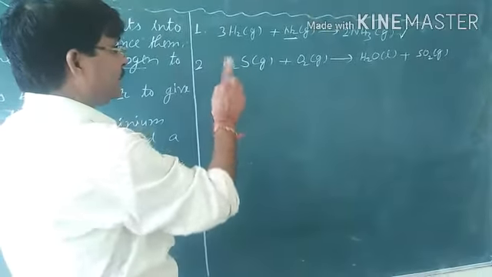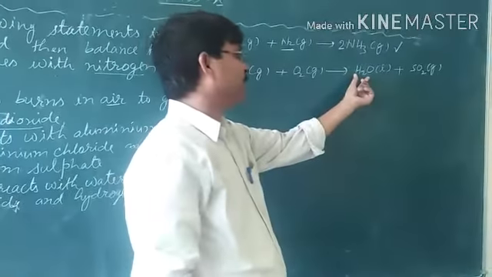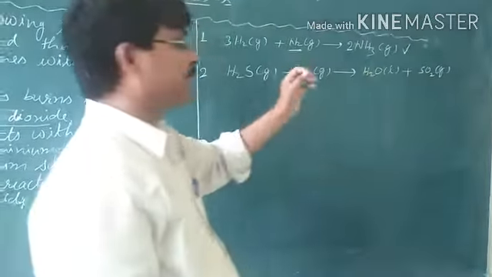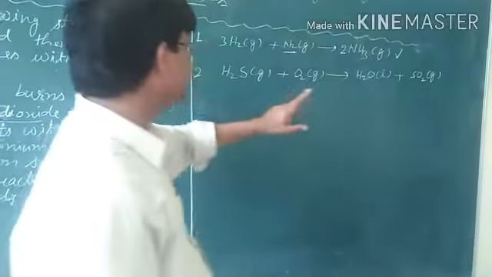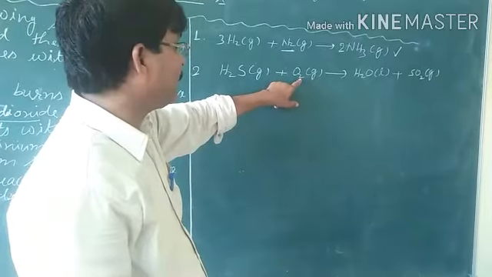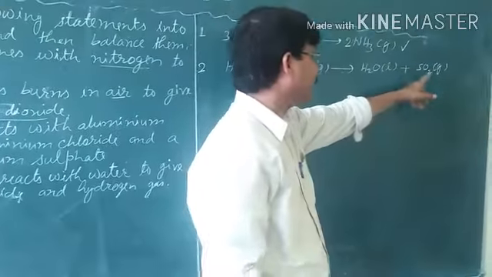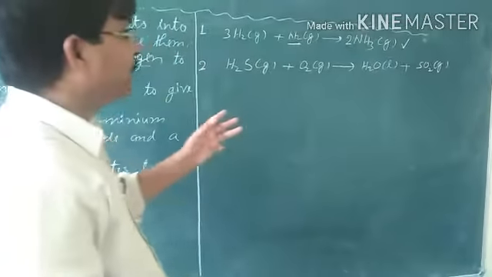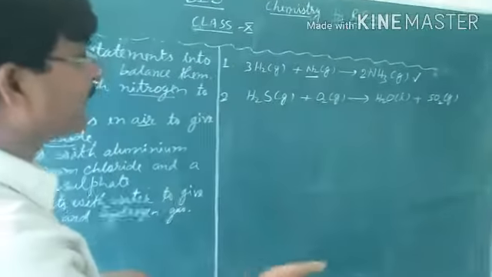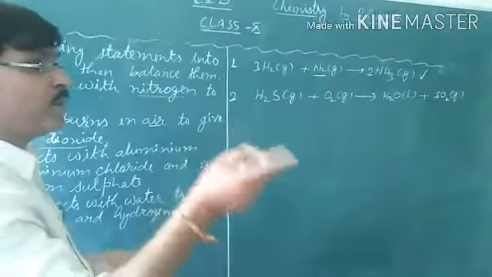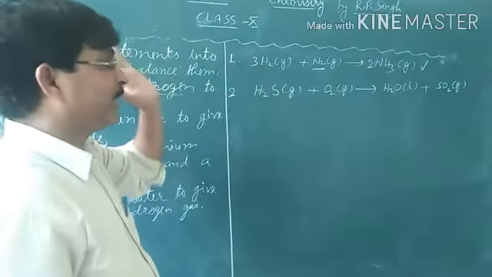Two hydrogen atoms are present on the reactant side. Two hydrogen atoms are present on the product side. So hydrogen is already balanced. Sulfur is one, sulfur is one. This is balanced. Oxygen is two on the reactant side, but on the product side there are 1 and 2, that is 3. So the number of oxygen atoms on the product side is 3 and on the reactant side is 2. So oxygen is not balanced.